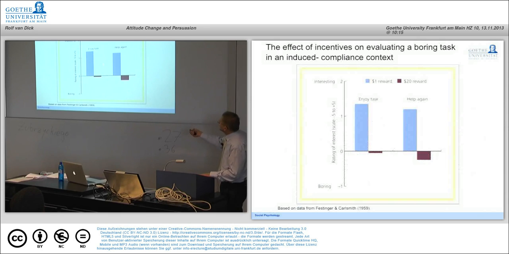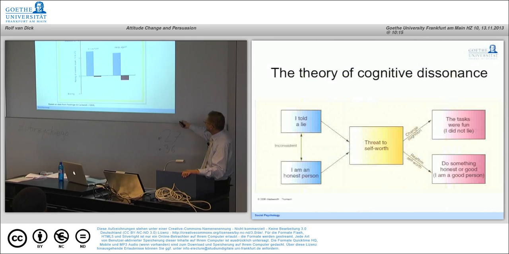In the $1 condition, people, after having told a lie to the person waiting outside, enjoyed the task much more than in the $20 condition. And they are also ticking the item, are you willing to help us again, more often or on average with a higher level than the participants in the $20 condition. This is surprising, isn't it? So typically you would expect people who are paid more to say, yeah, the experiment was really exciting.